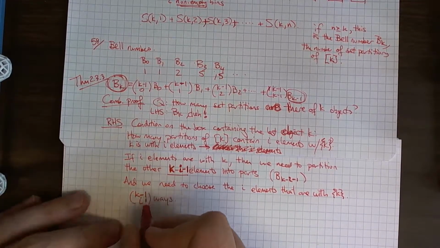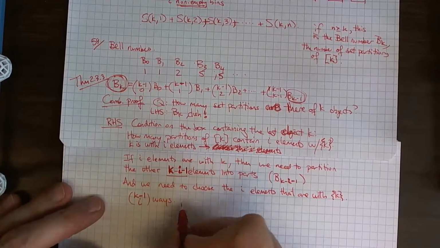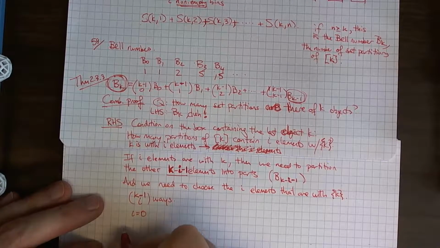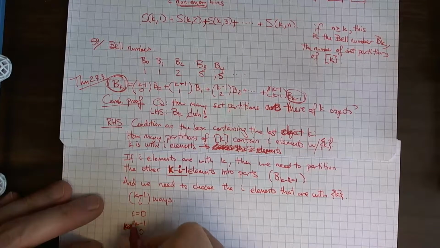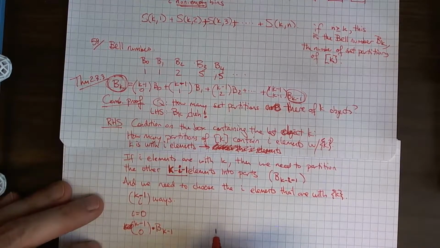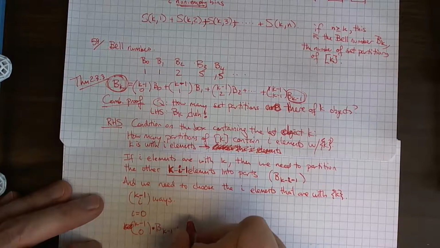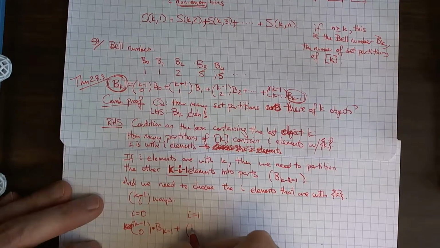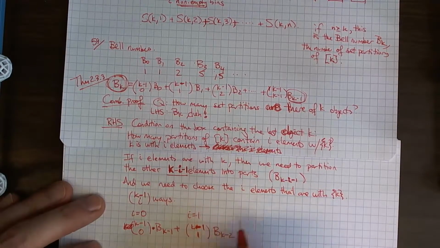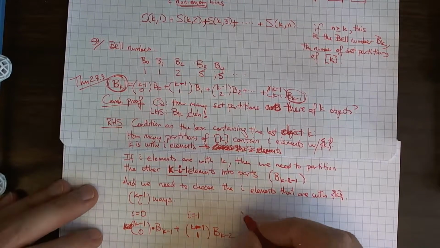All right, so what does that mean our sum looks like? If i is equal to 0, then that gives us k minus 1 choose 0 times b sub k minus 1. If i is equal to 1, then that gives us k minus 1 choose 1 ways to choose something with k, and there's k minus 2 things that need to be set partitioned.